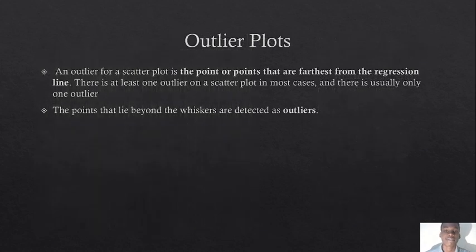Then in our next slide, we are going to talk about the outlier plots. An outlier for a scatter plot is the point or points that are farthest from the regression line. There is at least one outlier on the scatter plot in most cases, and there is usually only one outlier. So we are saying that the points that lie beyond the whiskers are detected as outliers.